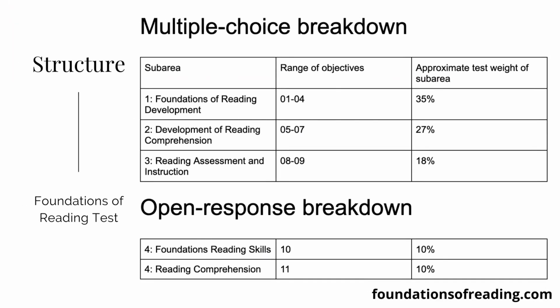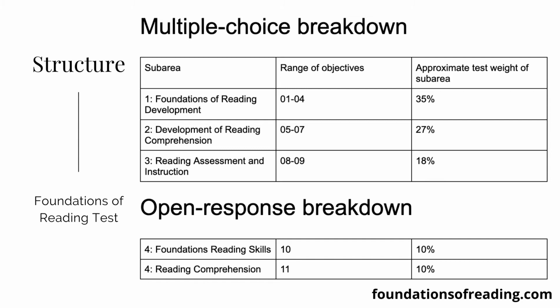The first 3 sub-areas of the Foundations of Reading test are used in the multiple choice section of the exam. As we can see, the first sub-area, Foundations of Reading Development, accounts for the highest percent, which is 35%. Sub-area number 2, which is Development of Reading Comprehension, is the next largest weighted section on the test, which accounts for 27% of the exam. And sub-area number 3, which is Reading Assessment and Instruction, accounts for 18% of this exam.